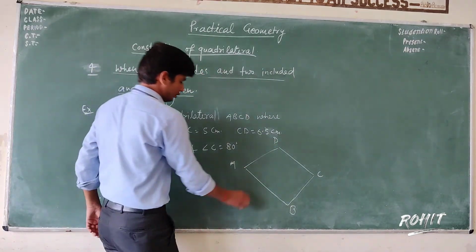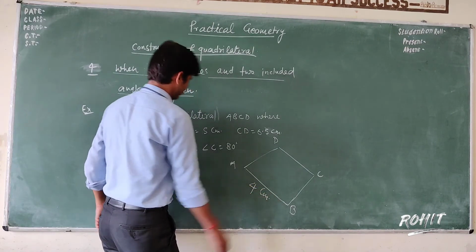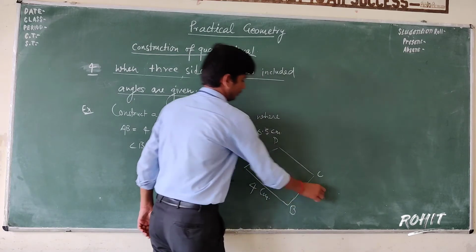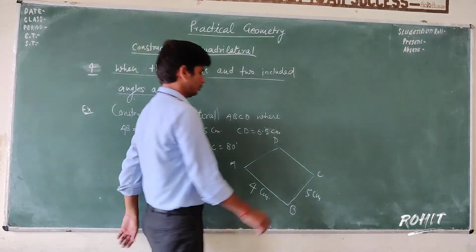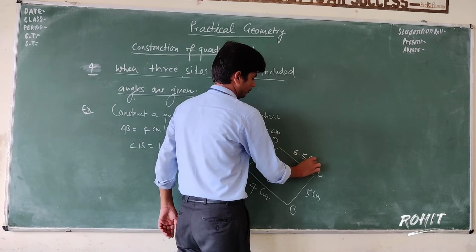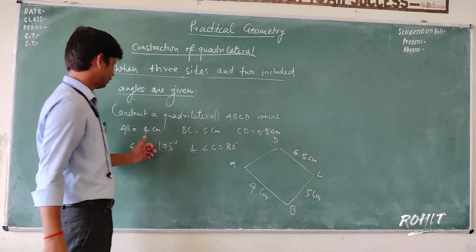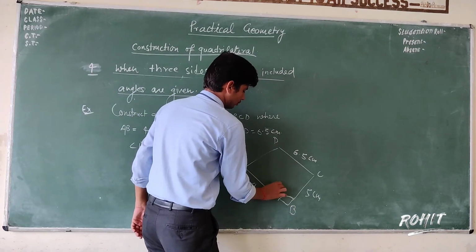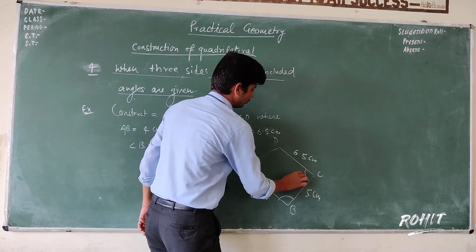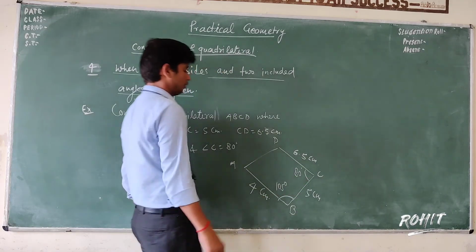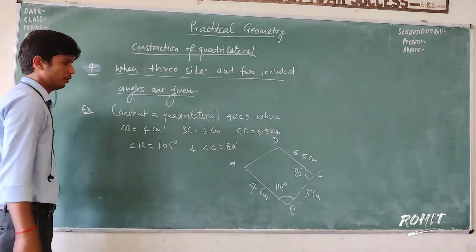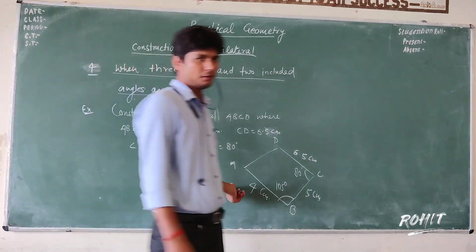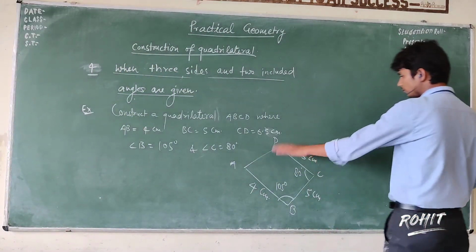AB is 4 cm. That is this is 4 cm. BC is 5 cm. CD is 6.5 cm. Two angles are given. Angle B is 105. Angle C is 80 degree. Now using this information and this rough sketch, we will draw quadrilateral.